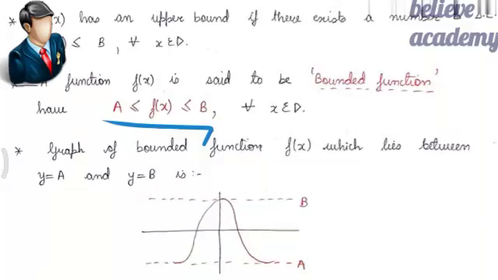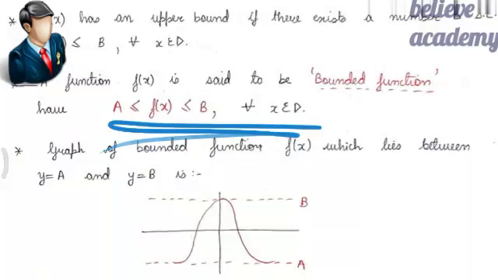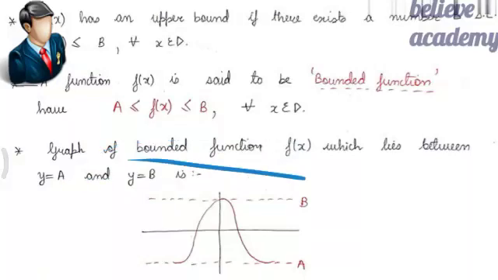Very simple example, sin x once again. If you see, that function is always greater than or equal to minus 1 and it is always less than or equal to 1. The graph of the bounded function f of x which lies between y equal to a and y equal to b has been shown to you in this particular figure. You can see that this is a function which has been given to you. Between a to b it lies. So it is a bounded function.